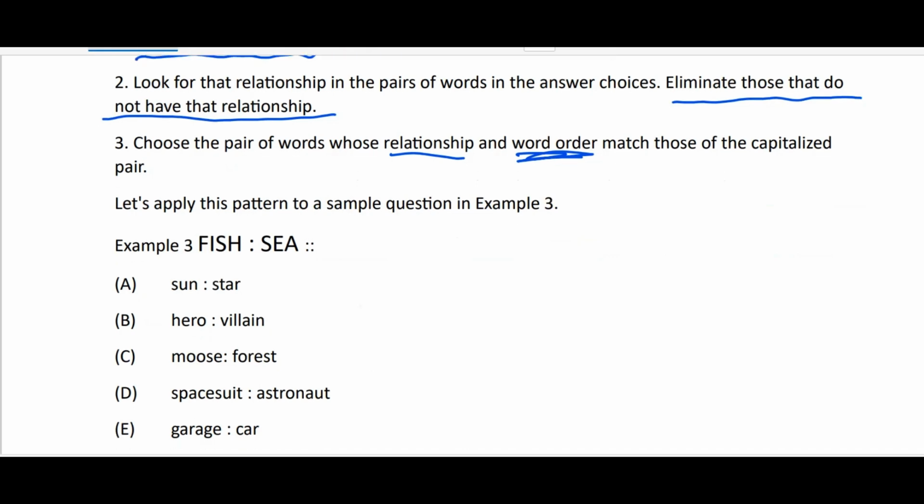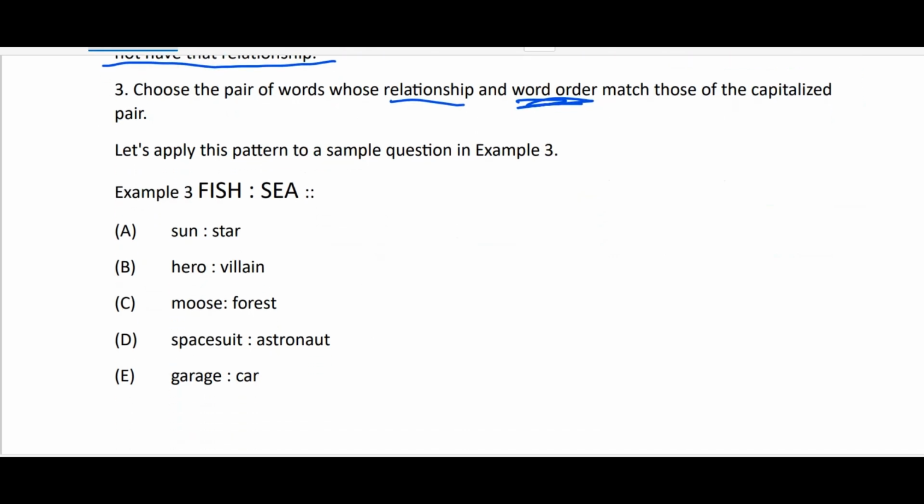The example here, we have the capitalized pair of words, fish and sea. What's the relationship between them? So the first step is to identify the relationship. What's the relationship between fish and sea? This is a location. Yes, we can find the fish in the sea, or the fish can be found in the sea. So this is location. So let's look at the choices and try to find the same relationship.